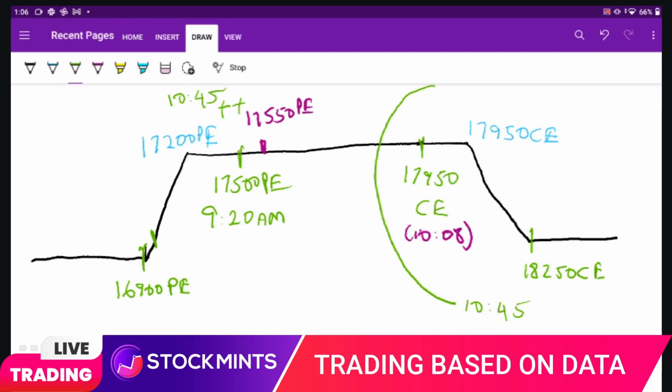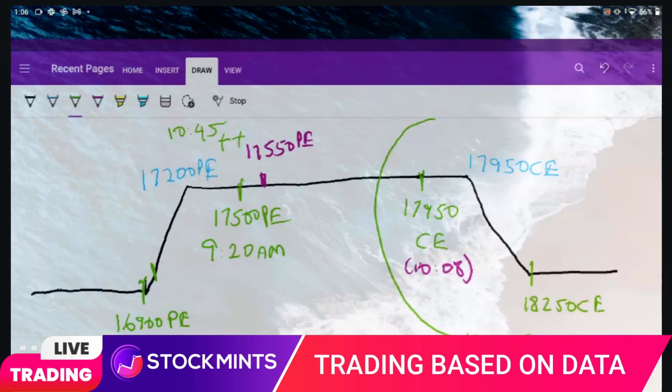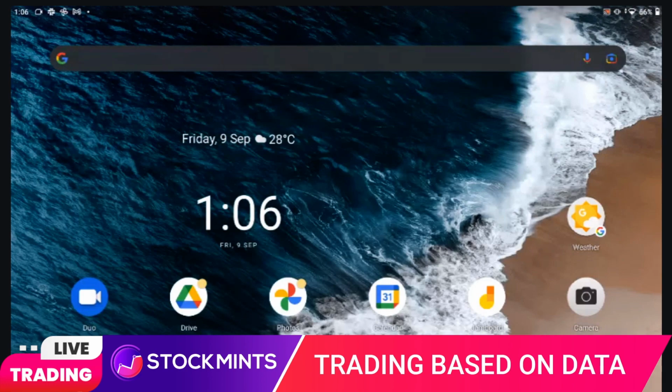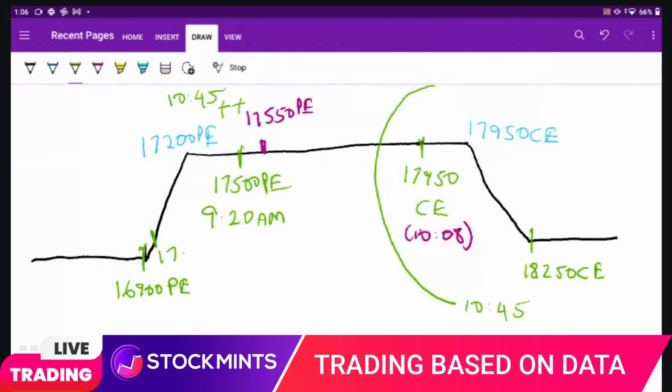We added the 17,000. My bad. We added the 17,050 put option. When we closed the call option, we added more hedging on the put option side.